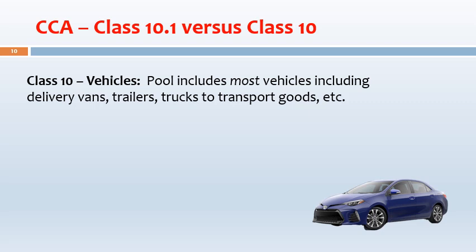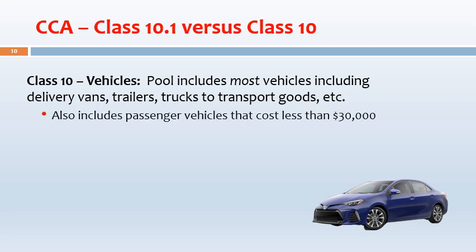Now, this pool includes most vehicles, such as vans, trailers, various delivery trucks, etc. It also includes passenger vehicles. This is just like regular cars that you and I know, right? Just a Ford Taurus or something like that. But in order to be in the Class 10 pool, the vehicle has to cost less than $30,000 before tax.